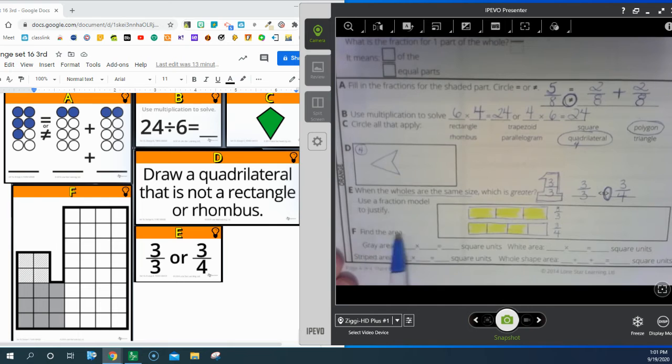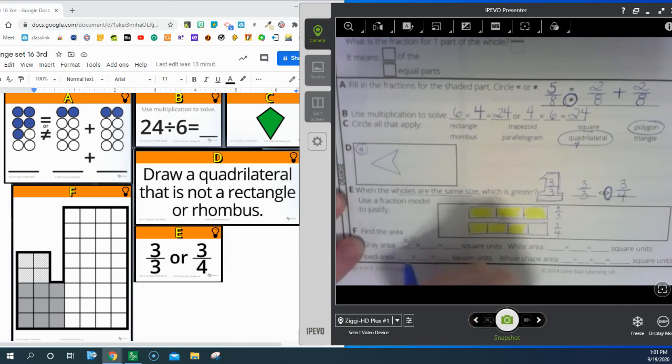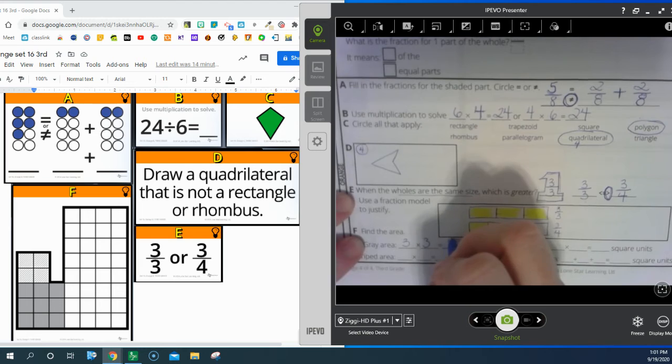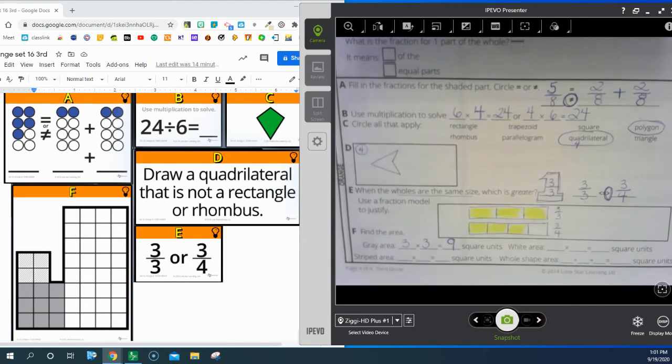On part F, find the area. We're going to start off with the gray area. The gray area is 3 vertically and then 3 horizontally. So we have a 3 by 3 grid. 3 times 3 is 9, and you can count the squares there. There are 9 gray squares.